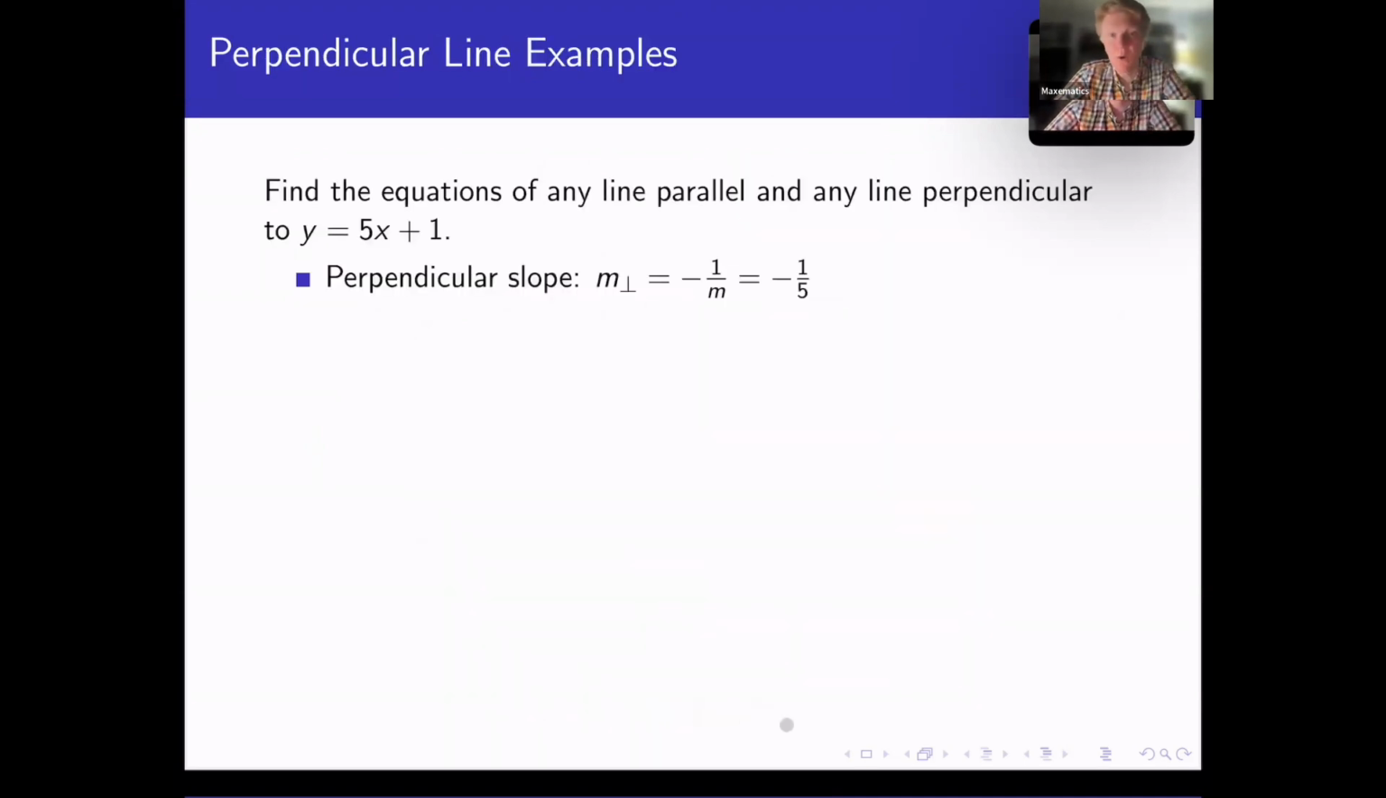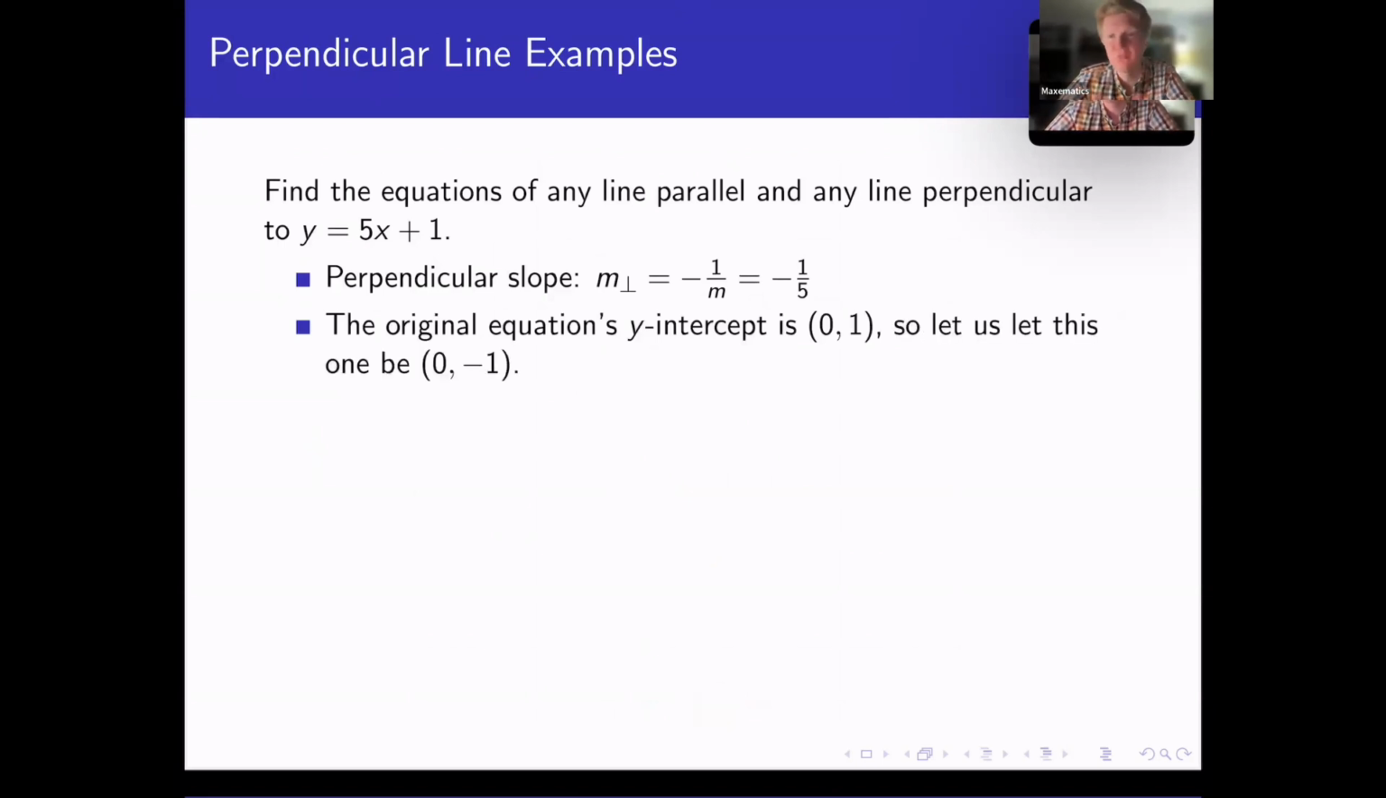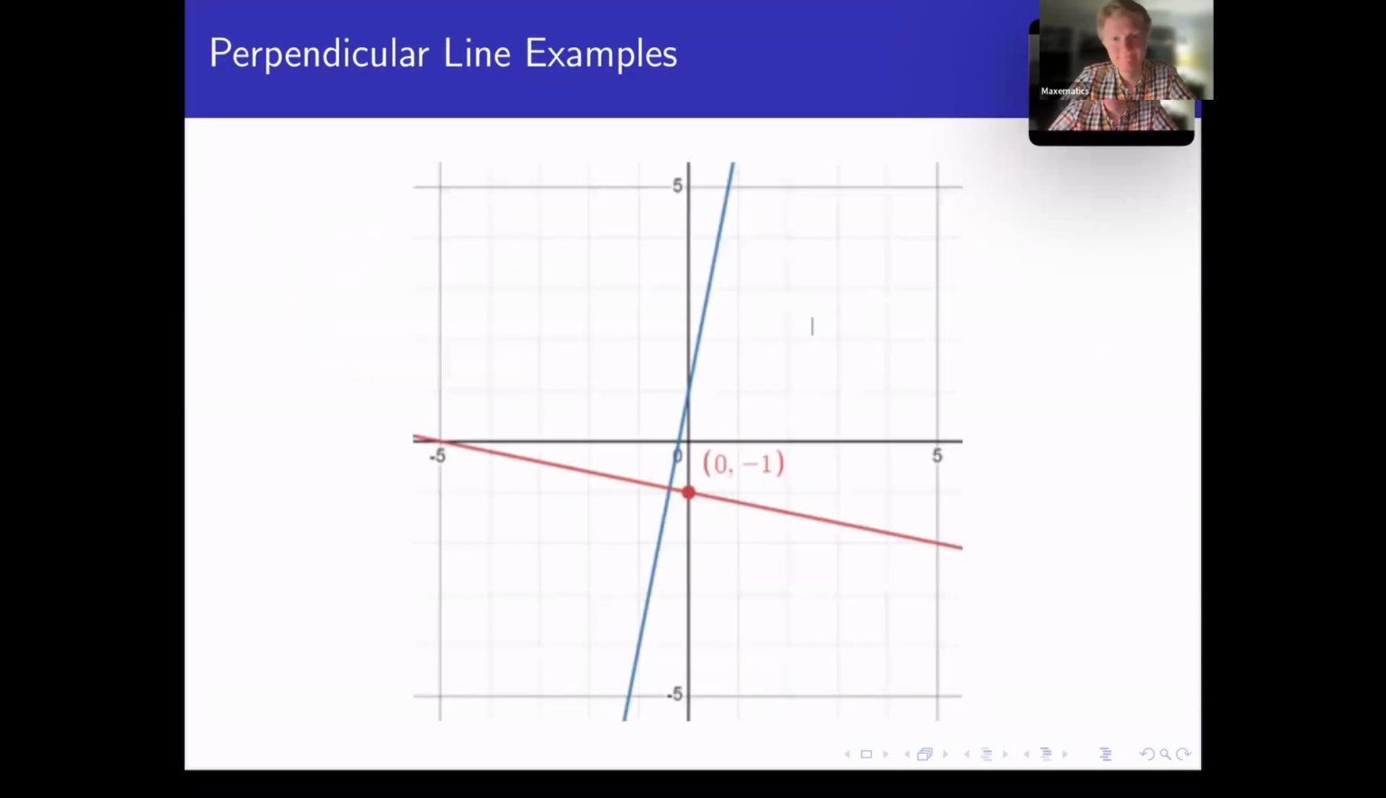Alrighty, one more example of this. Perpendicular slope is -1/5. Original y-intercept is (0, 1). Let's use (0, -1). Why not? Let's be weird. Alrighty, y equals mx plus b. m is -1/5, x is 0, y is -1. Oh, actually, that wasn't a bad choice because that's just going to go away. So y equals -1/5 x minus 1. There we go. Very, very exciting.